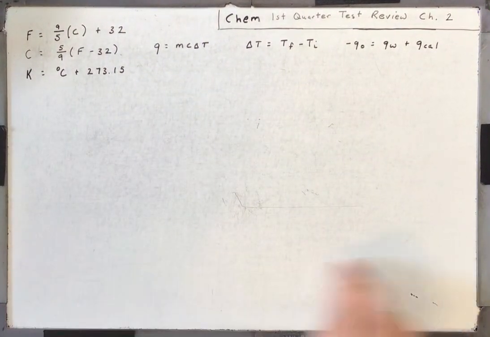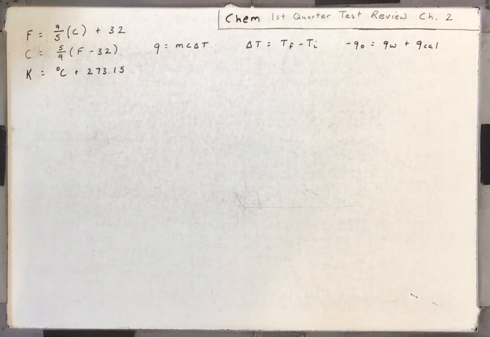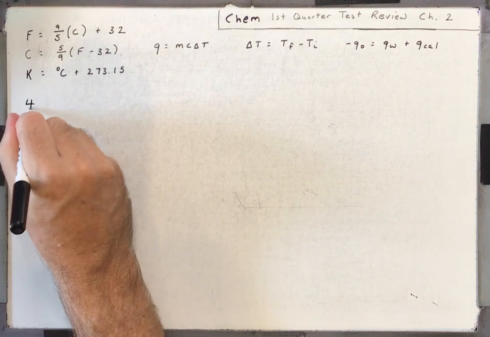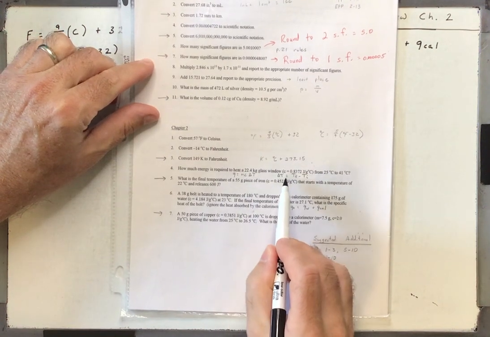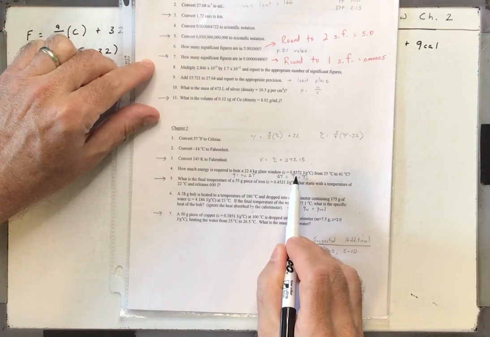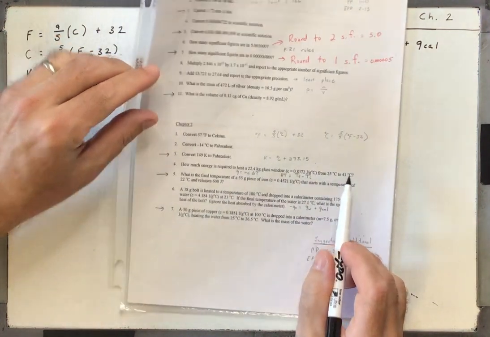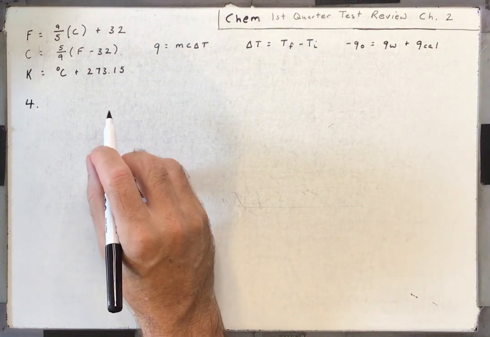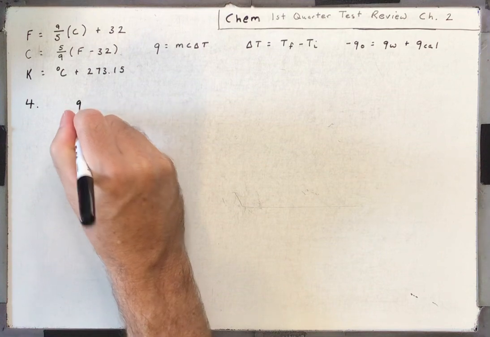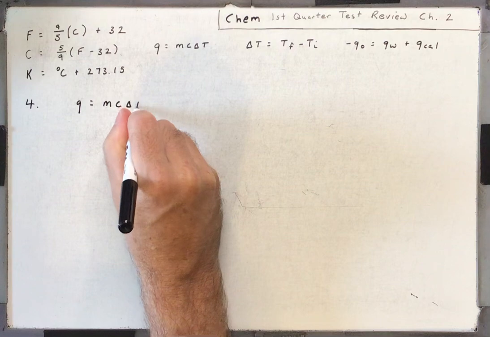Now let's go ahead and get into the heat and the calorimeter problem. So number 4 says how much energy is required to heat a 22.4 kilogram glass window, and it has a specific heat of 0.8372, from 25 to 41 degrees C. All right, so how much energy? So we're solving for Q here. Energy is heat. So Q is equal to MC delta T.